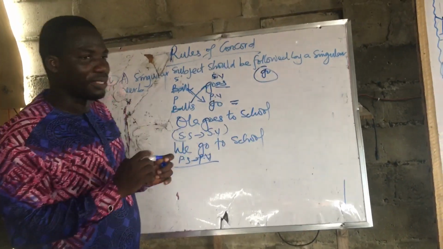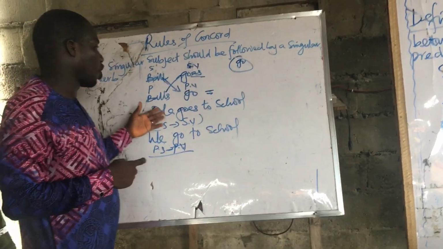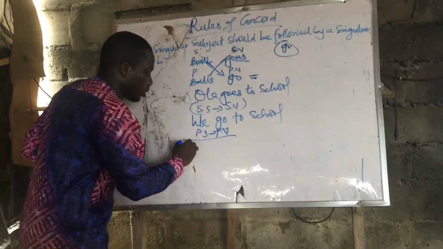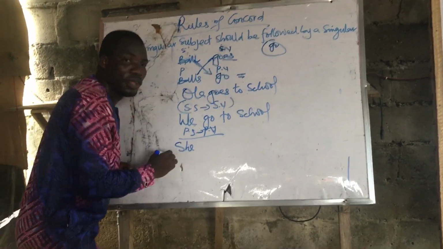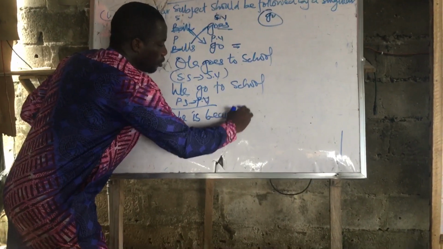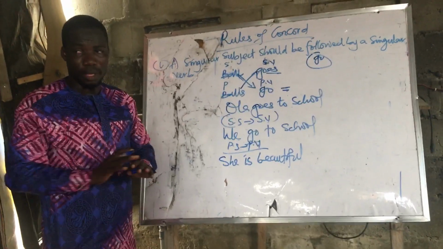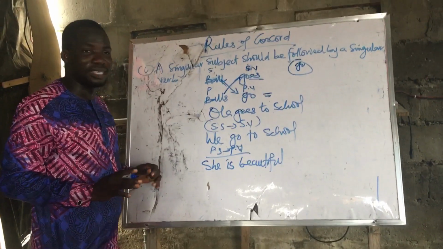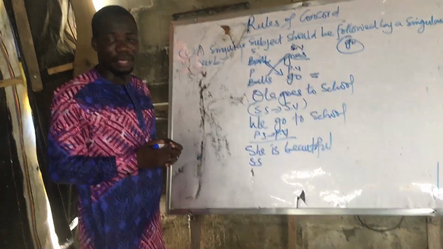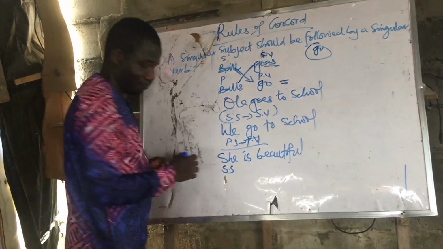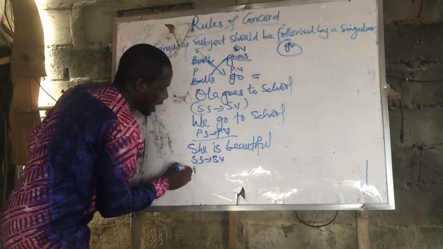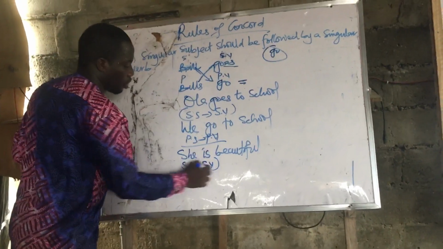So, let's take one more example. This time, our subject should be a pronoun. And what would that be? She is beautiful. Where is our subject? She. This is a singular subject. Where is our verb? Is. So is our singular verb. Together we have a singular subject and a singular verb.